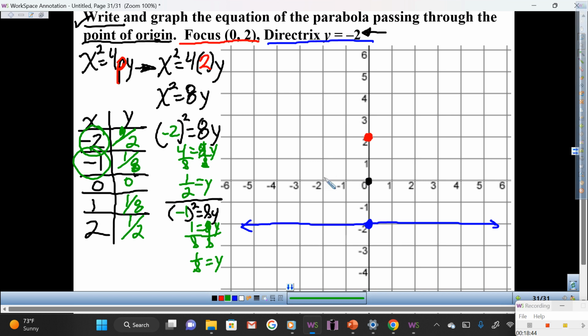Let's plot those points. Negative 2 of x, 1/2 of y, which is right there. Negative 1 of x, 1/8 of y, which is close to the x-axis. 0, 0, and then we reflect the other 2 points to the other side. And there's our beautiful parabola. Woo-wee! Let's go!